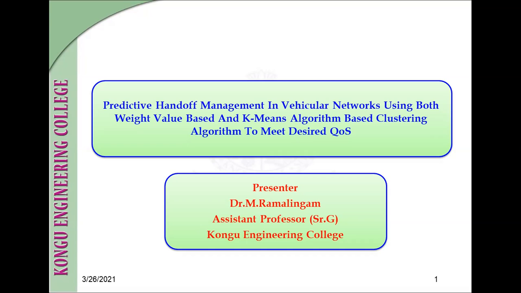So that is one key disadvantage in implementing vehicular networks in countries like India. This problem is nothing but handoff management, which is very common in wireless networks. So this is predictive handoff management in vehicular networks using two algorithms, weight value based and k-means algorithm based on clustering, to meet the desired UH.